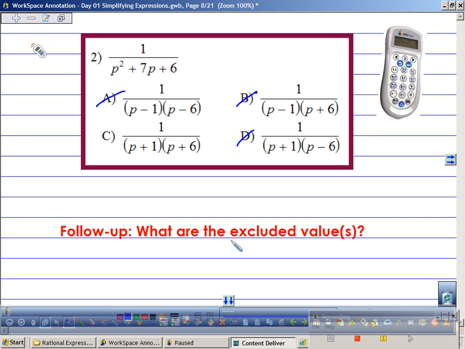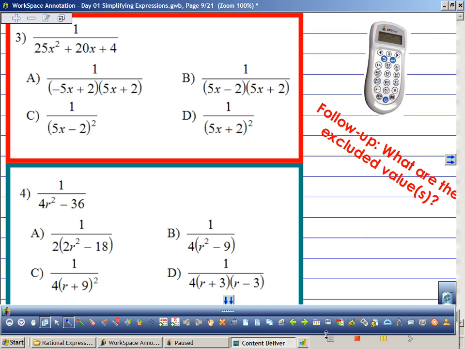Who can tell me my excluded values? What can P not be? Can't be 1? If P was 1, that would be 2. 1's okay. -1. If P was -1, that whole thing would be 0, right? The mystery number would be 0. What else? -6. Because if P was -6, that would be 0 as well. Okay? Try another one.